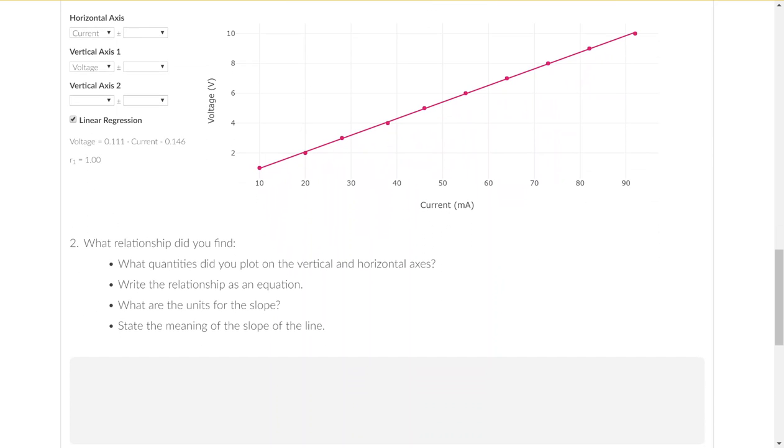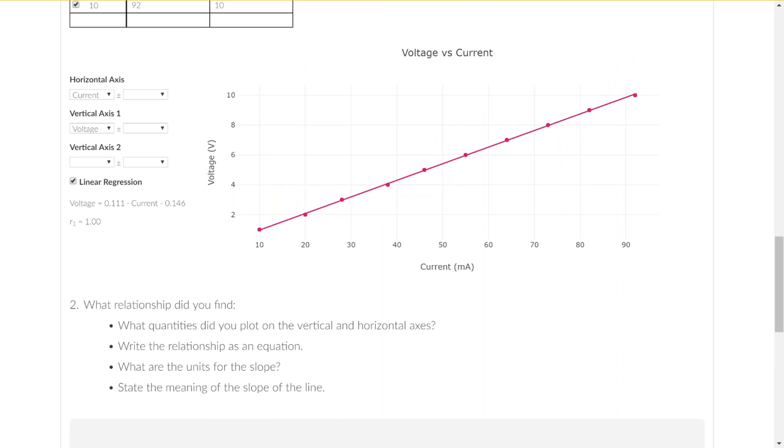So we should write this relationship as an equation. So V equals this slope times current. The units for the slope are volts per milliamp. That's confusing. Milliamp isn't a great unit to work with. You might need to make that into something different. And then the meaning of the slope of the line. Well, we had this idea, Ohm's law. It said that V is equal to IR. So if I graph V and I, the slope should be R, the resistance. I just have to get the units right. That's the only tricky thing.